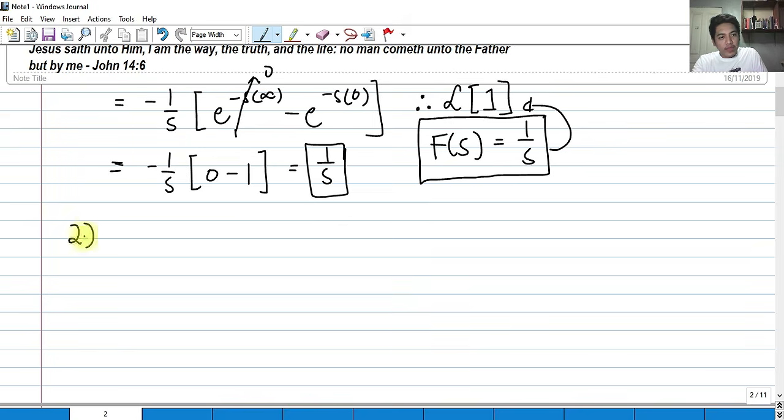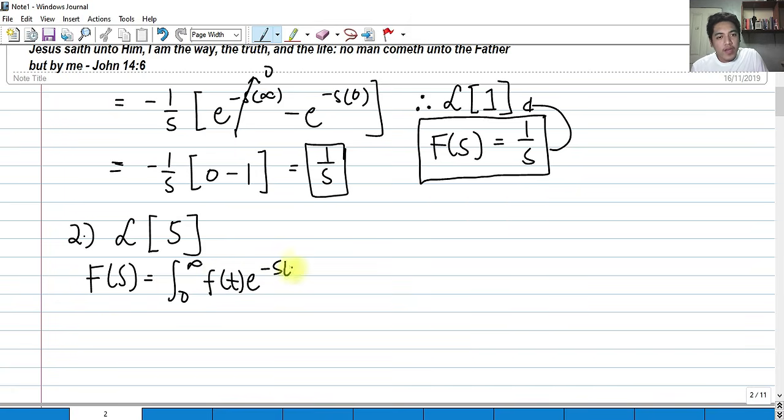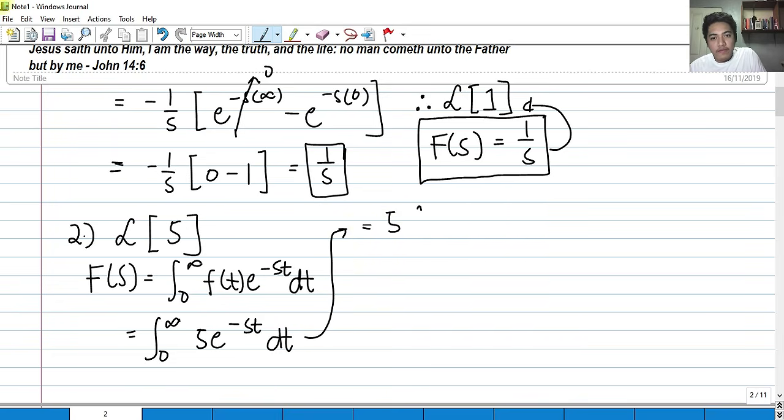So let's try another one. The Laplace transform of a certain constant, let's say again 5. From the formula, f of s is equal to the integral from 0 to infinity of f of t times e raised to negative st dt. So we have the integral from 0 to infinity of 5 e raised to negative st dt. We can factor out 5 outside of the integral sign. So 5 times the integral from 0 to infinity of e raised to negative st dt.